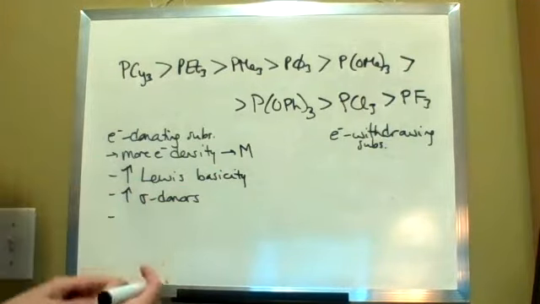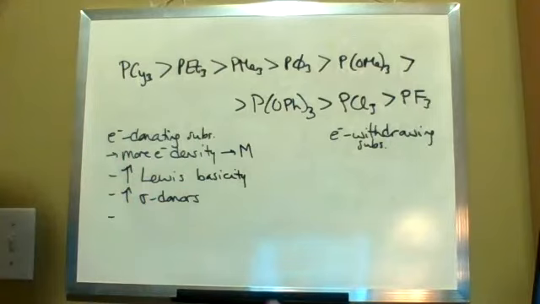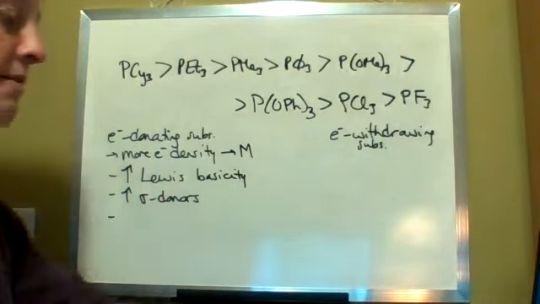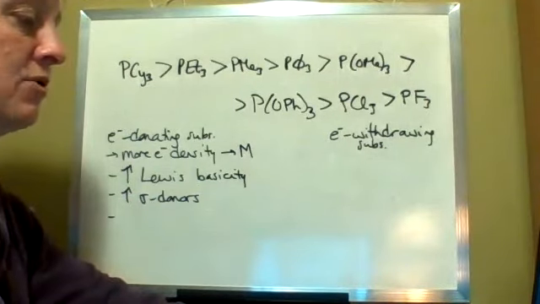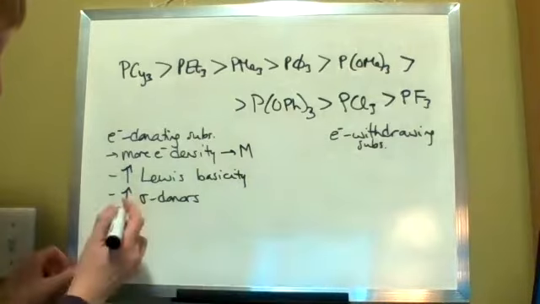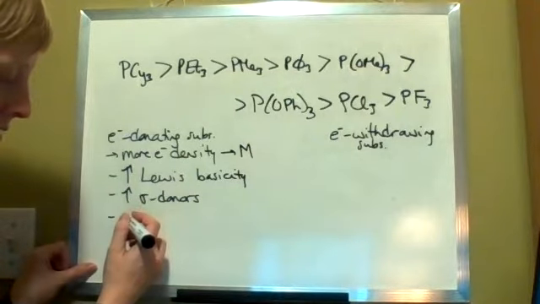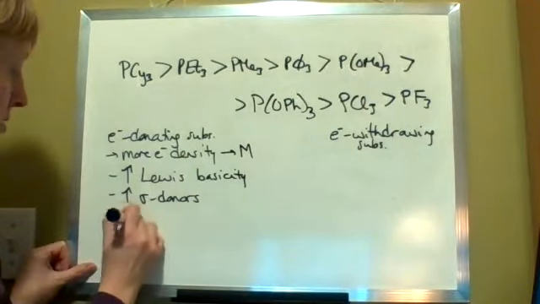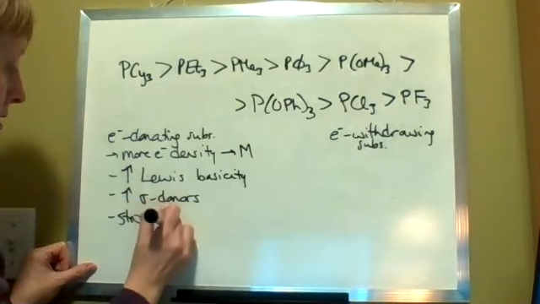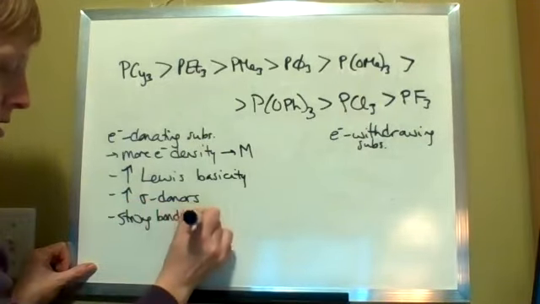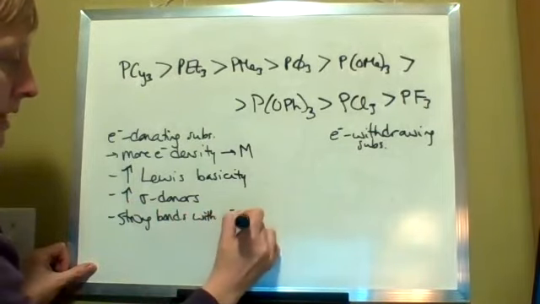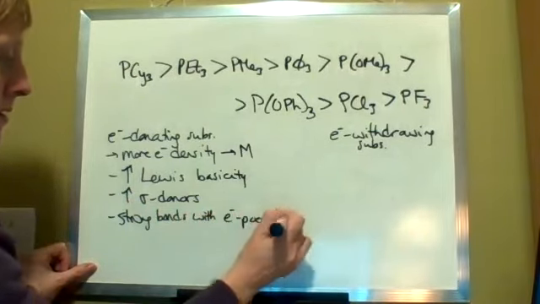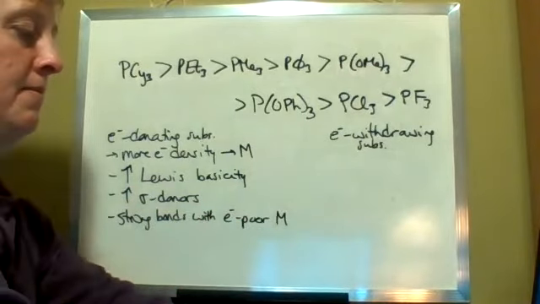So if they're good sigma donors, that means they're giving more electron density to the metal center. And so what you want to have in those cases is a metal center that is relatively electron poor. Okay? Let's write that down here. Make strong bonds with electron poor metals.